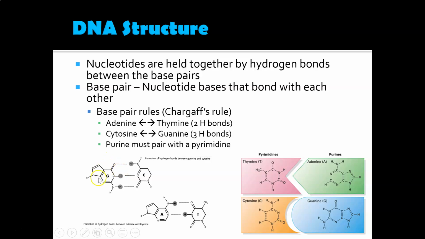Once again, G with C because they can make 3 hydrogen bonds, A with T because they can make 2, and that's where those nucleotide bases come from. And this all cycles back to Chargaff's rules, those base pairing rules. When we initially started teasing out the structure of DNA, that was one thing that he ended up contributing data to back in the 40s.